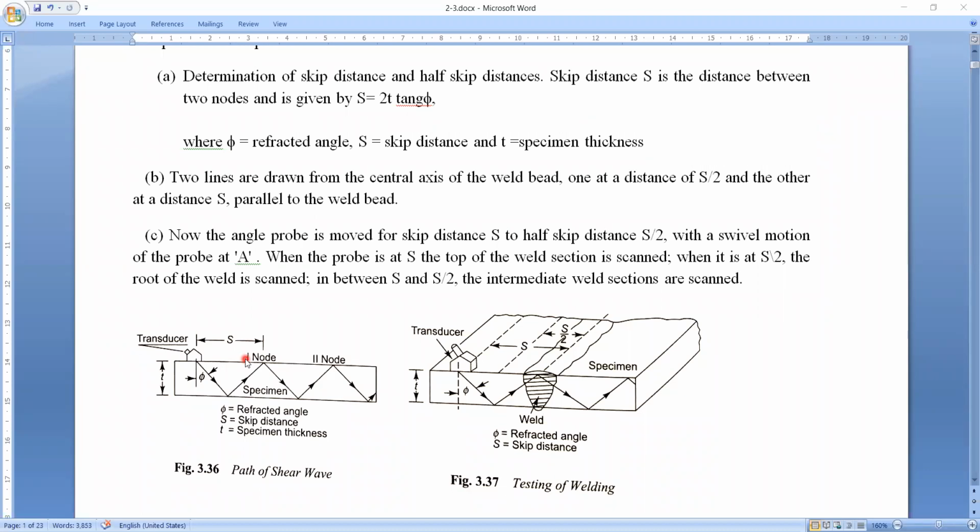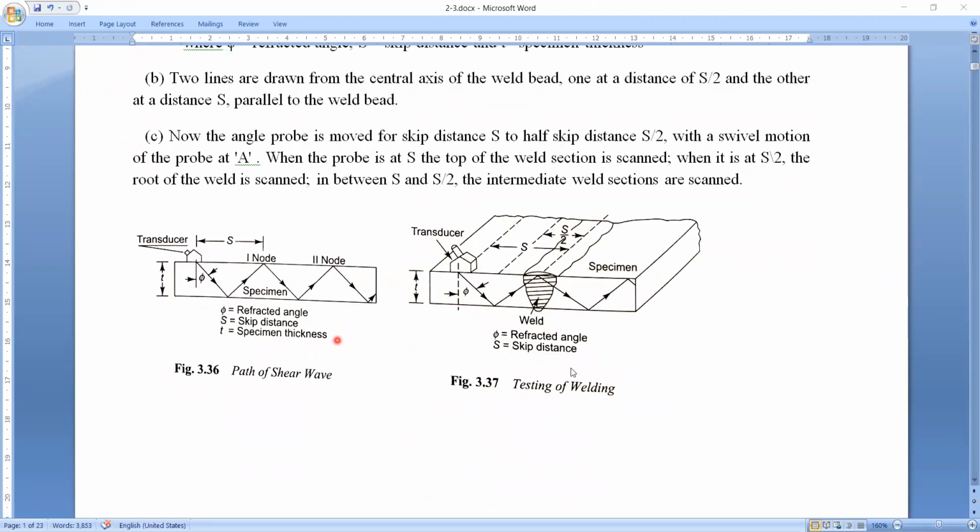For that purpose, we have to draw the lines for covering. The distances maintained are called skip distances. We have to draw the lines at a full skip distance and a half skip distance. Based on that, we can cover the total weldment, and we can test the total weldment by using the angle beam method.